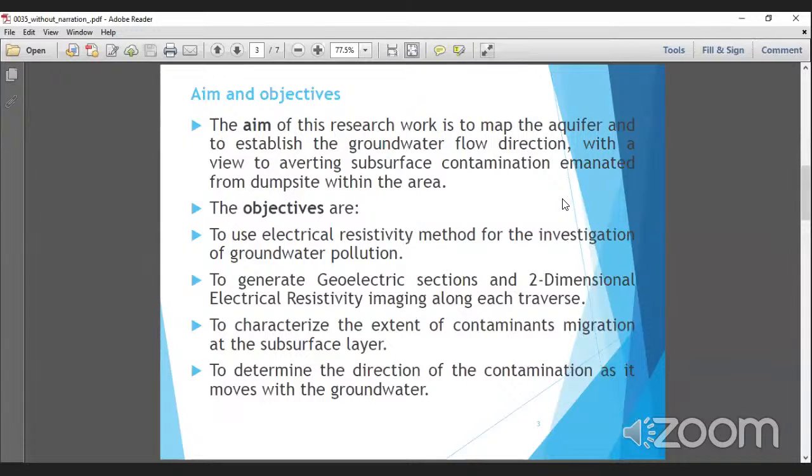I will quickly go to the aim and objective of the study. The aim of the study is to map the aquifer and to establish the groundwater flow direction with a view to averting subsoil contamination emanating from dump sites within the area.